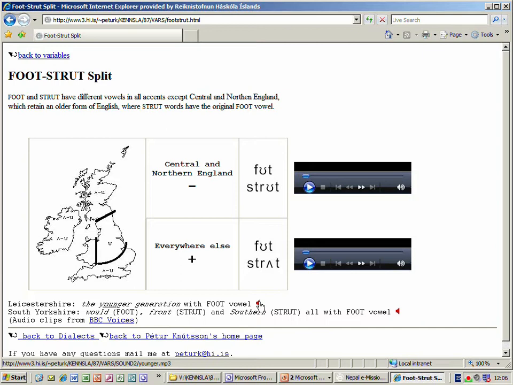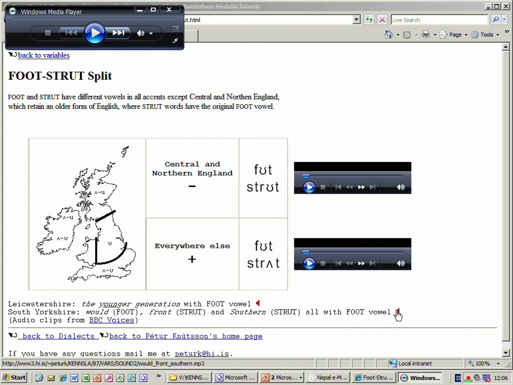I've given you some real spoken texts here. This is a person saying younger. The younger generation. And here's a person saying the main room of the house would be the front room. So not the lounge. No, that's a southern phrase, the lounge, whereas I would say the front room.